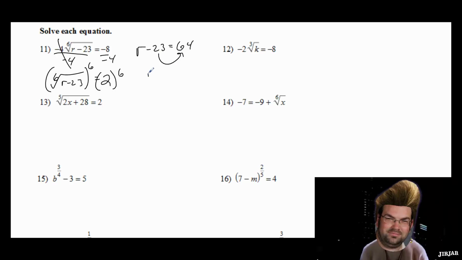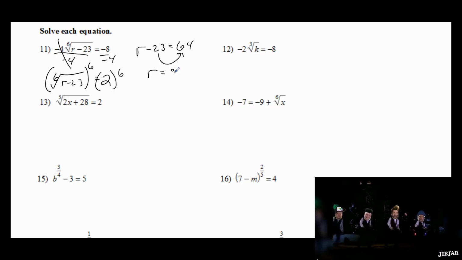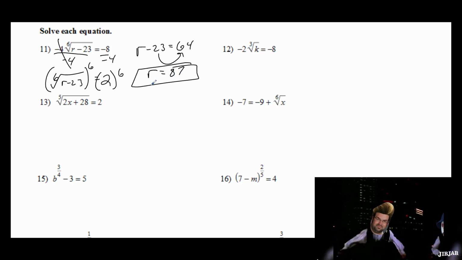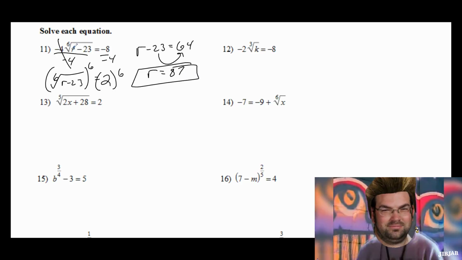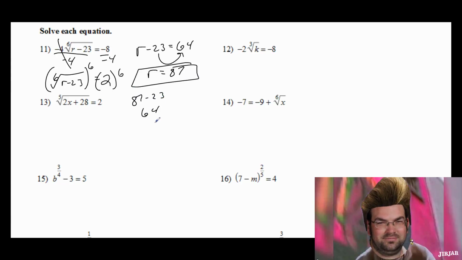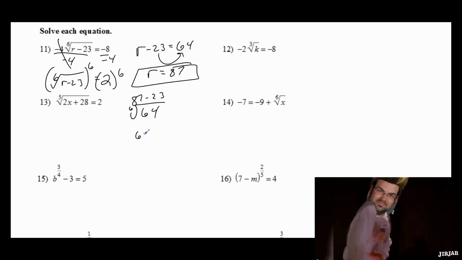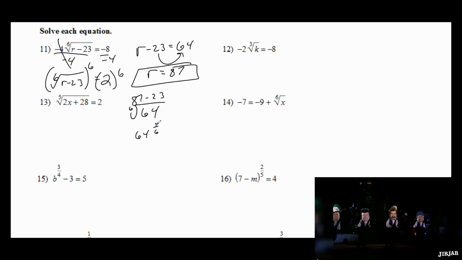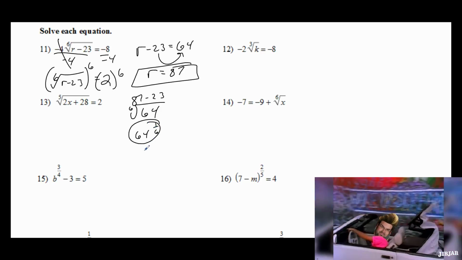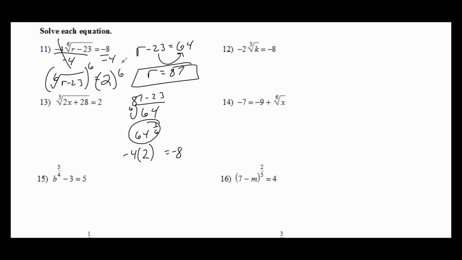Let's solve it. So I get 87. That is your only answer. Now let's make sure it works. 87 minus 23 is 64. And the sixth root of 64, remember from the last section, it's really 64 to the 1/6 power. You can type that in your calculator. That gives you 2. Times the negative 4 that's out front equals a negative 8. So all that stuff works, so 87 is our only answer.